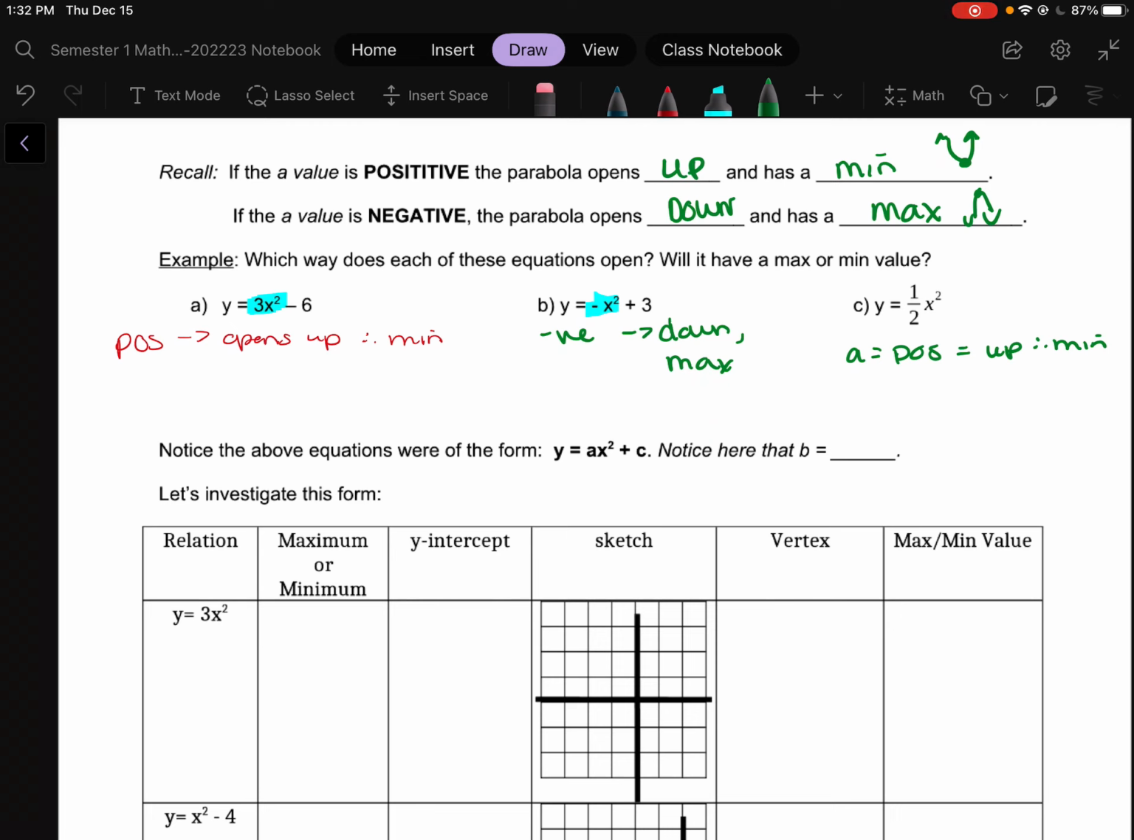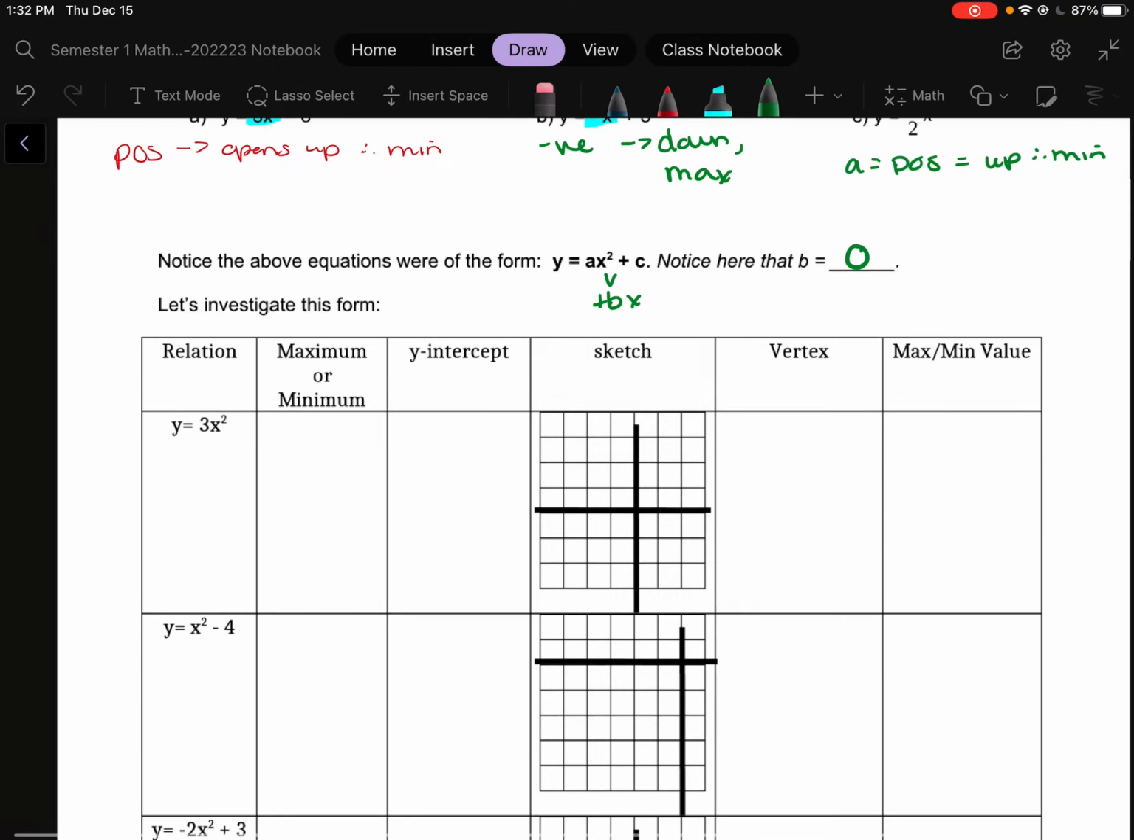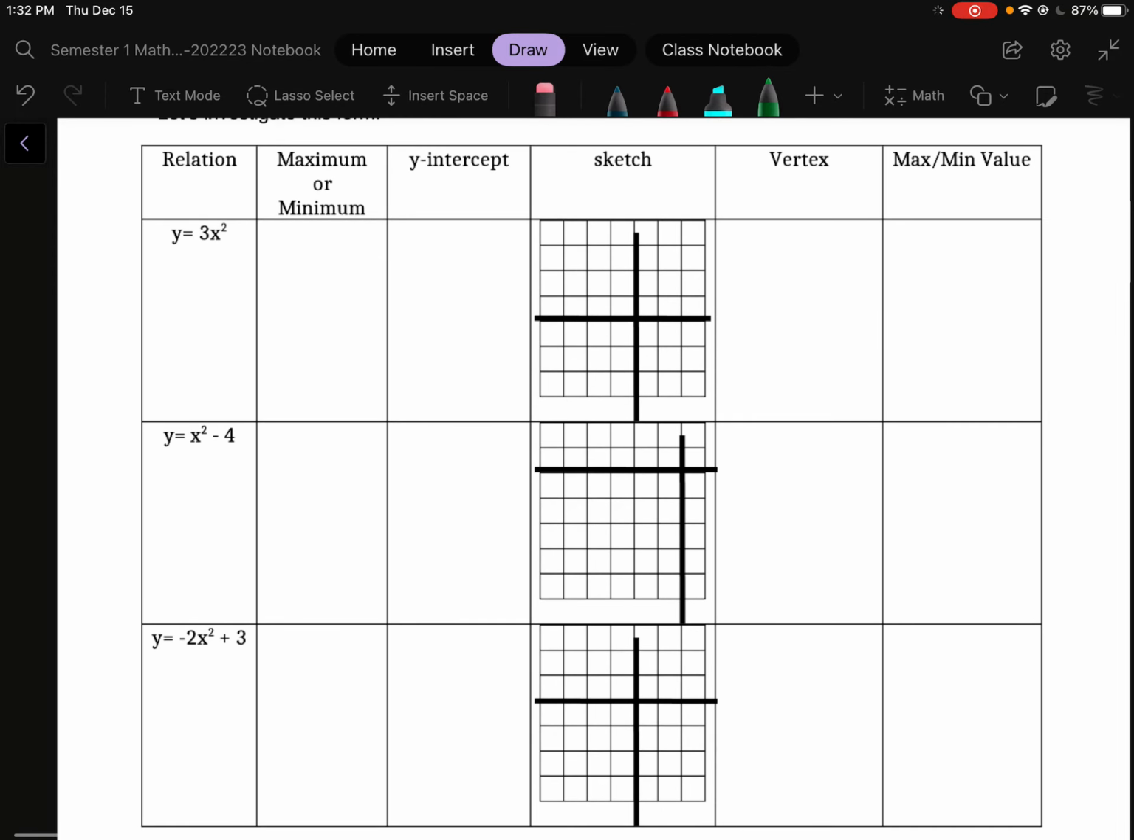So notice all the above equations were in the form y equals ax squared. Obviously, right below it is plus bx plus c, but notice that they put b equal to 0. So let's investigate this form. In this situation, y equals 3x squared, so that means it's plus 0. Because it's positive, it's going to have a minimum. And the intercept is going to be 0 because it's not labeled, and when it's not labeled, we always assume it is 0.